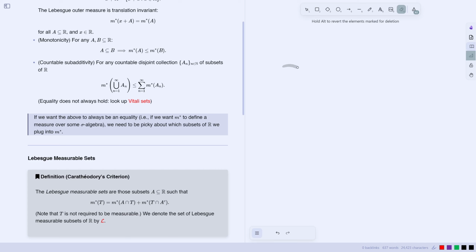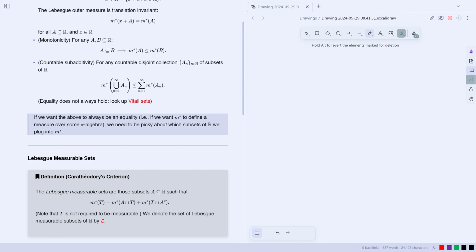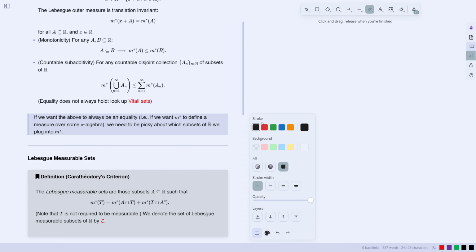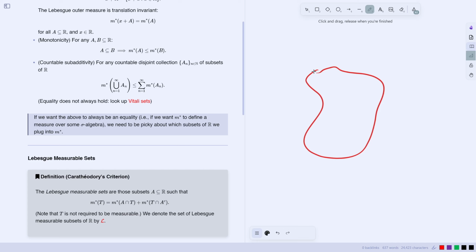We can do that with a picture. See, isn't this nice? You don't have to wait 20 minutes for me to write something. Okay, so we want our set A to be measurable. Let's draw A. Let's say A is red. Looks like a peanut. Okay, not really.